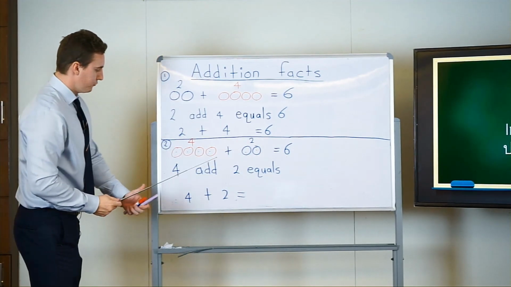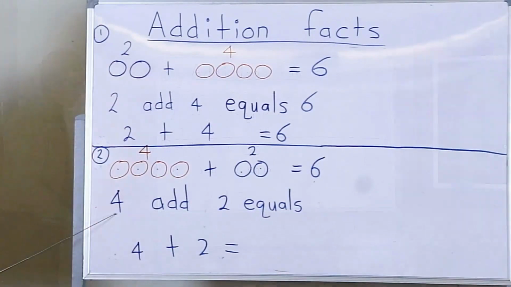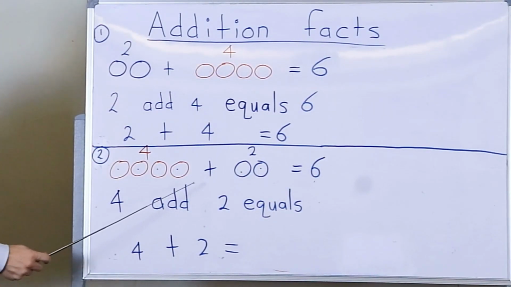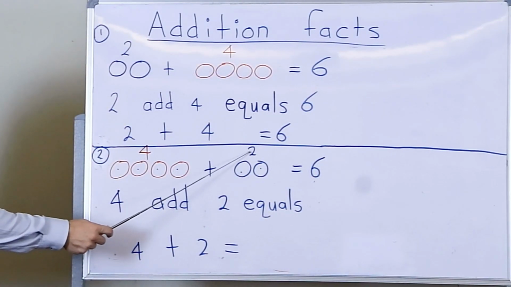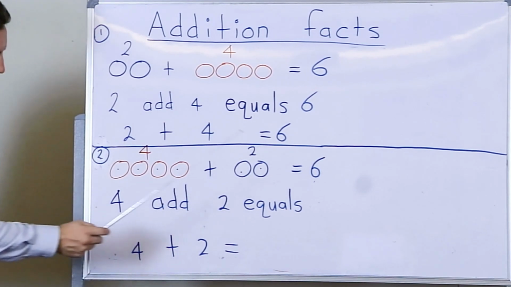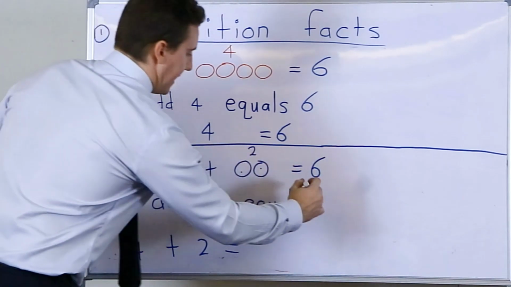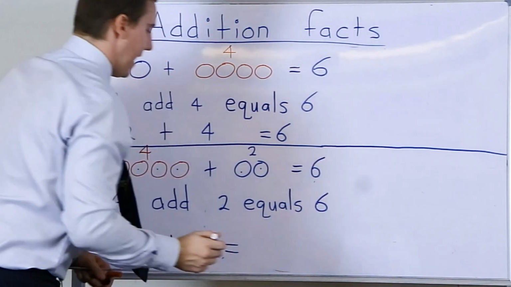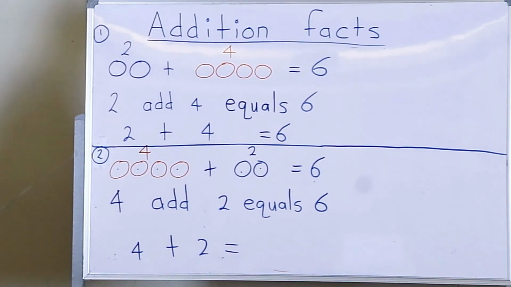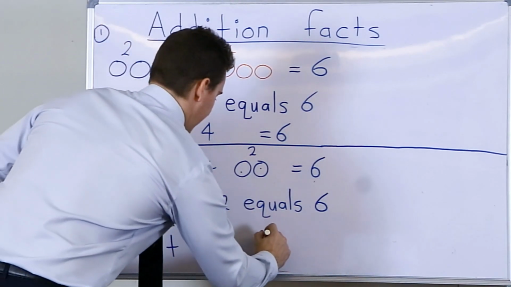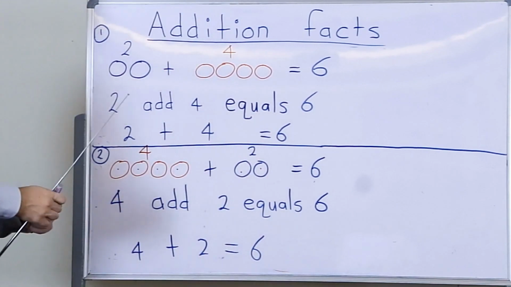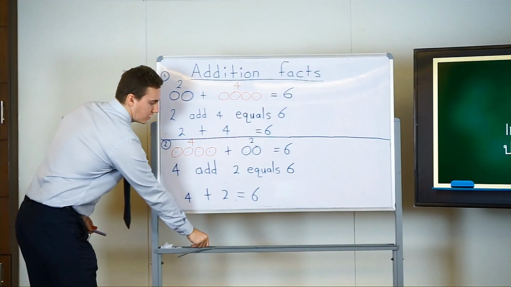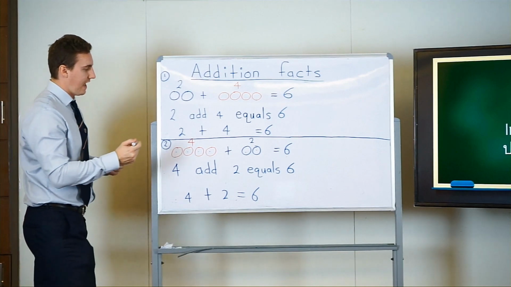Okay, let's read the next sentence. 4 add 2 equals 6. Yes, 4 add 2 equals 6. And the last one we'll see that 4 plus 2 equals 6. Very good.